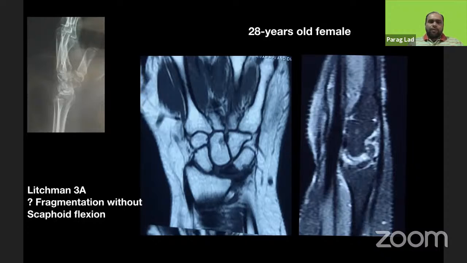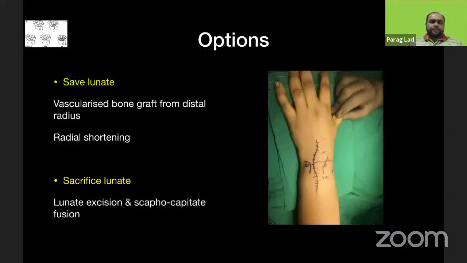So I probably thought that this is a Lichtman type 3A, and there is a fragmentation of the lunate, but probably the scaphoid does not have a collapse. So carpal height is well maintained. So I chose this patient to consider a vascularized bone graft with radial shortening. The options that were discussed with this patient were whether to save the lunate or sacrifice the lunate. But because the age is 28, we considered the option of a vascularized bone graft.